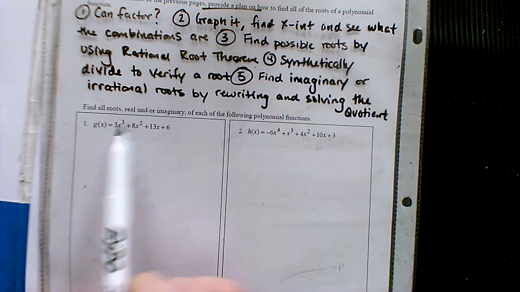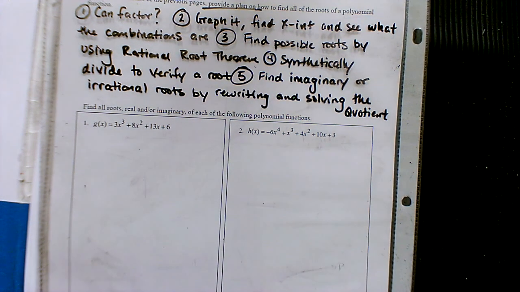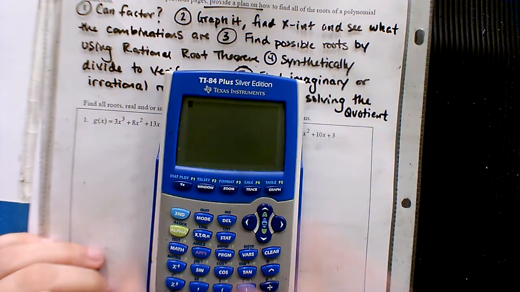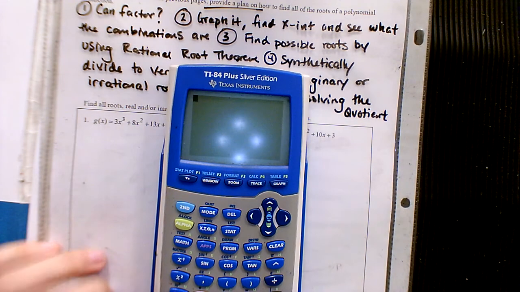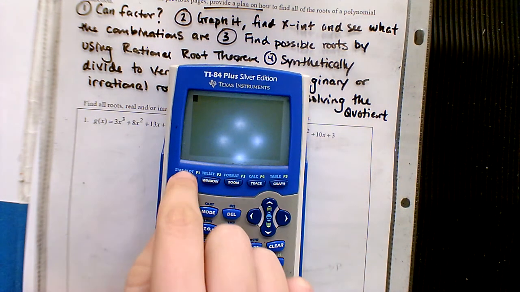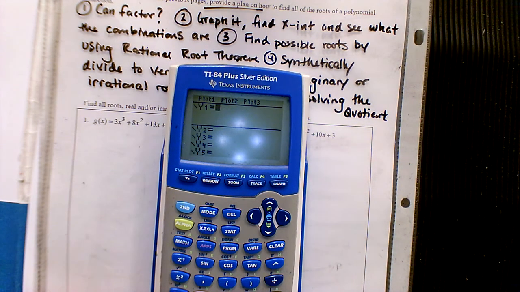So let's go ahead and graph this function. We're going to get a picture of it, and we're going to try to identify where positive x-intercepts are, negative ones, maybe imaginaries. We'll see what our combination is. So on a calculator, there should be some around on the desks, or maybe you can work with a partner. We're going to try to graph it: 3x to the 3rd plus 8x squared plus 13x plus 6.